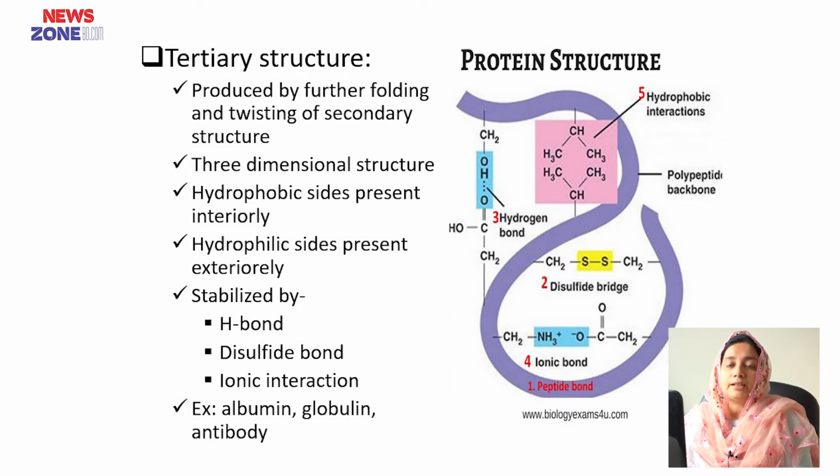The hydrophobic side is usually present interiorly, that means inside, and the hydrophilic side is usually present exteriorly. And this tertiary structure, this folded three-dimensional structure, is stabilized by hydrogen bonds, ionic bonds and van der Waals bonds. These types of bonds are usually needed to stabilize the tertiary structure. For example, albumin, globulin and antibody are usually present in our body in tertiary structural conformation.